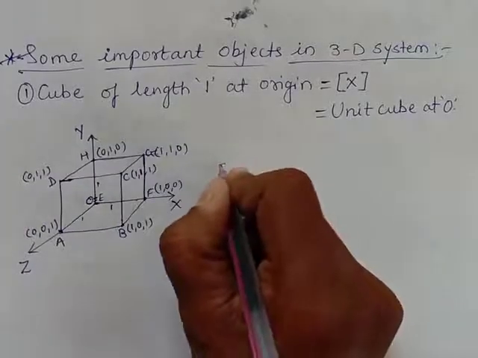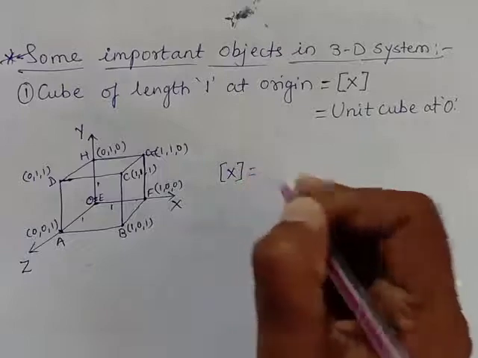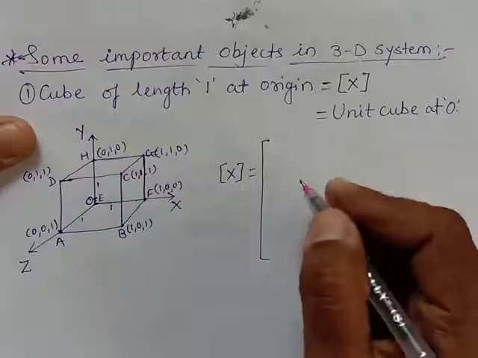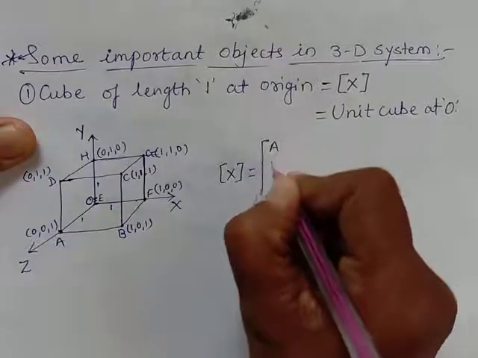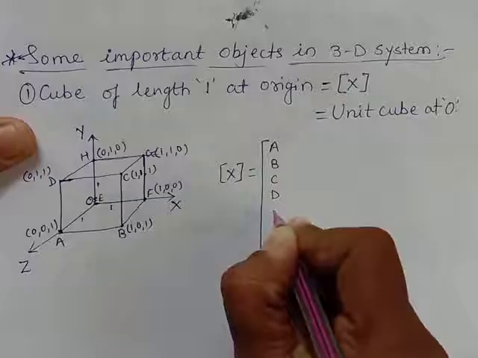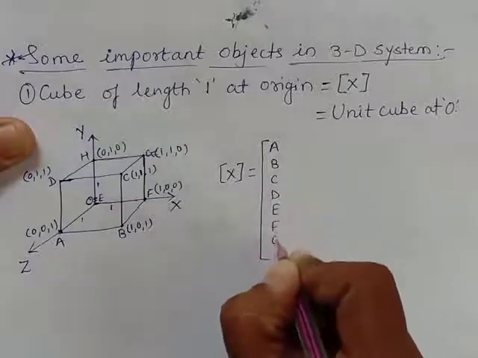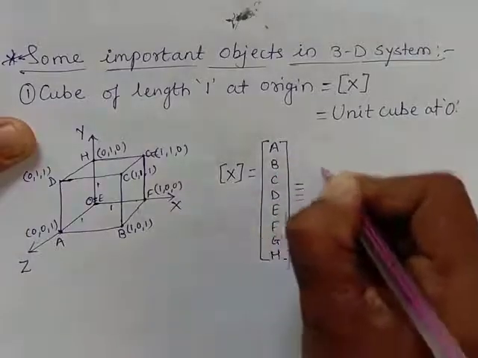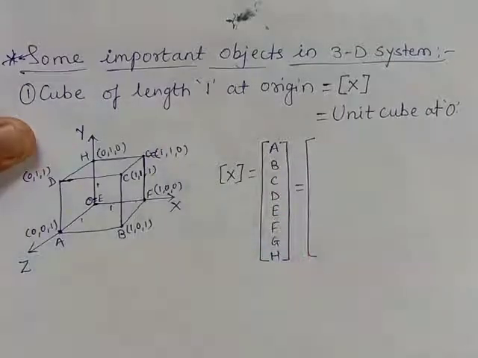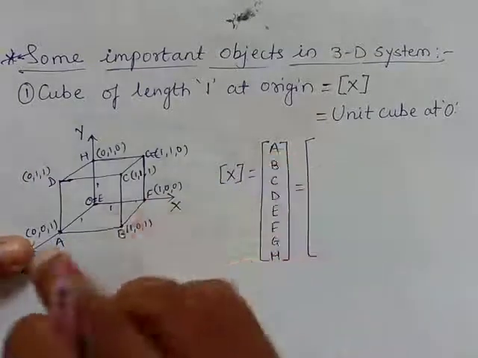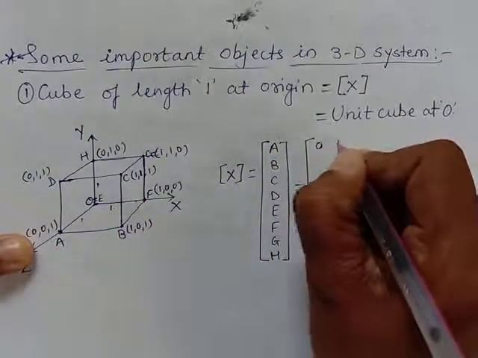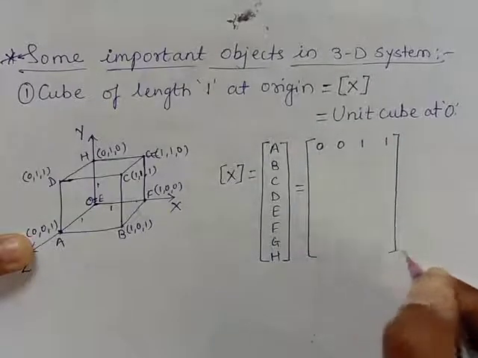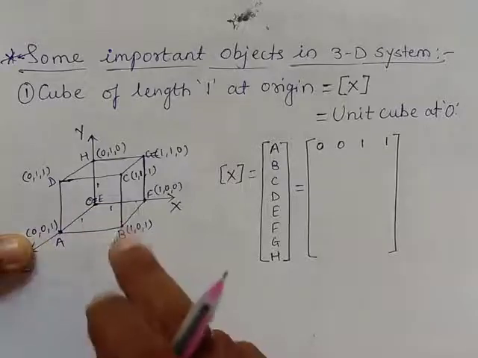That cube X, this object can be written as nothing but position vectors of these corners. So that is A, B, C, D, E, F, G and H. Position vectors of these we are writing. So A is what? 0, 0, 1. Now I will write them with homogeneous coordinate: 0, 0, 1 and 1. Homogeneous coordinate in our original 3D system is h equal to 1.